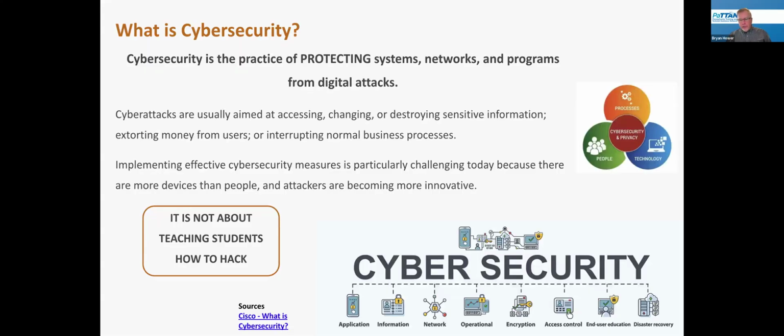So first thing I want to review before we get into what we're going to do in this activity and in this course is, what is cybersecurity? Cybersecurity is the practice of protecting systems, networks, and programs from digital attacks. Now, cyber attacks are usually aimed at accessing, changing, and destroying information, extorting money from companies, and interrupting the normal business flow. Implementing effective cybersecurity strategies and measures is challenging today because we're online so much, and attackers are getting smarter and very innovative in their means.